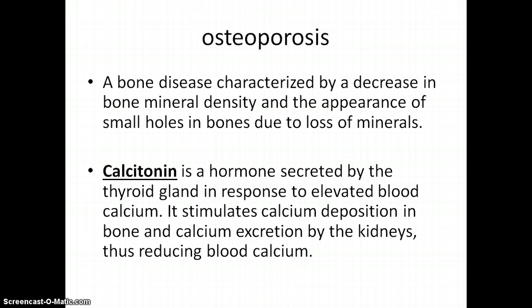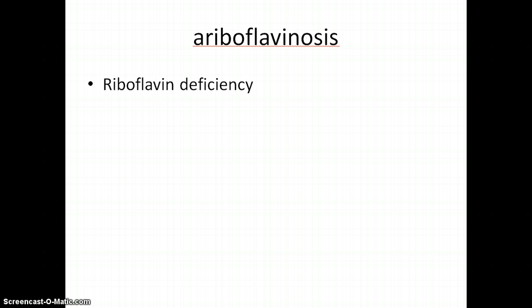Osteoporosis, very commonly known in society, is the decrease in bone mineral density. The bone has the appearance of small holes because of the loss of the minerals, mostly calcium. And then calcitonin is a hormone secreted by the thyroid gland when we have an elevated blood calcium level, and it stimulates the calcium to deposit in the bone and be excreted by the kidney to reduce the blood calcium.